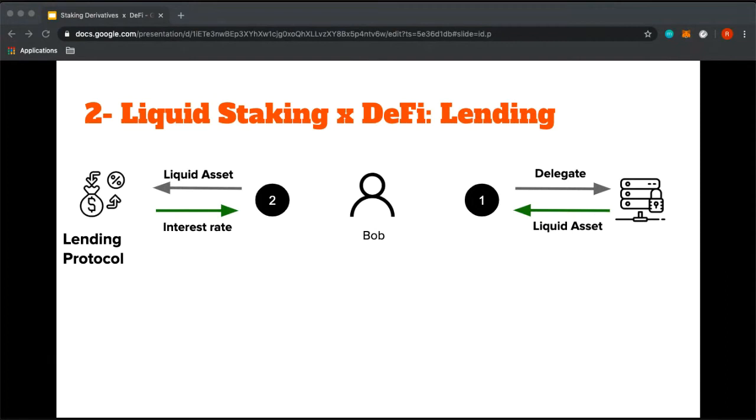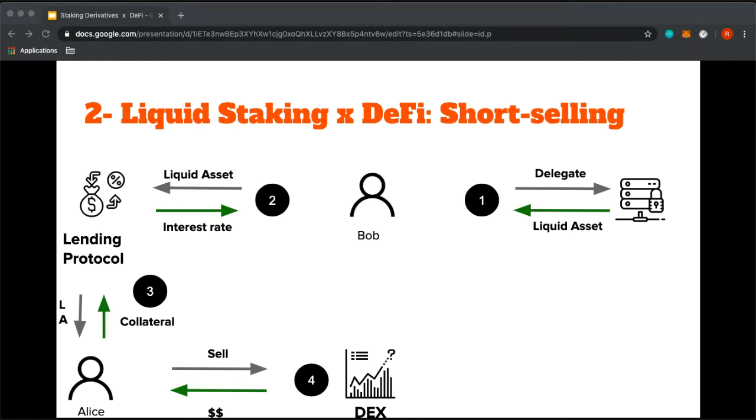It can allow us to have this yield, and it also opens the door for short selling. For short selling, for example, we are going to have Bob, who does this lending part, and we are going to have Alice, who is going to be depositing a collateral, getting a liquid asset, and then selling it on a DEX in the market, and getting stable coins, for example, or getting something else.